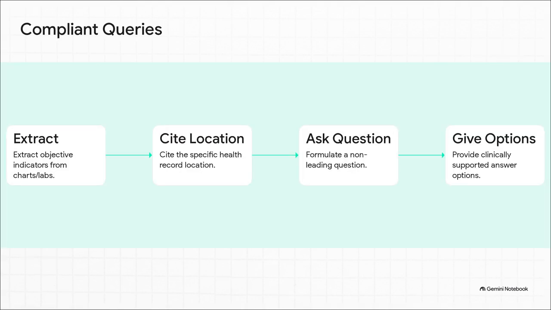So, to seamlessly bridge this gap, you're going to want to follow these exact steps. 1. Extract those objective indicators, like a 95th percentile BMI or a failed ASQ-3 score. 2. Cite exactly where you found it in the record, including the date and author. 3. Formulate a non-leading question that doesn't suggest a preferred response. And 4. Provide clinically supported answer options, including the ability for the provider to add their own alternative explanation. This is exactly how we extract clinical reality into a compliant business record.